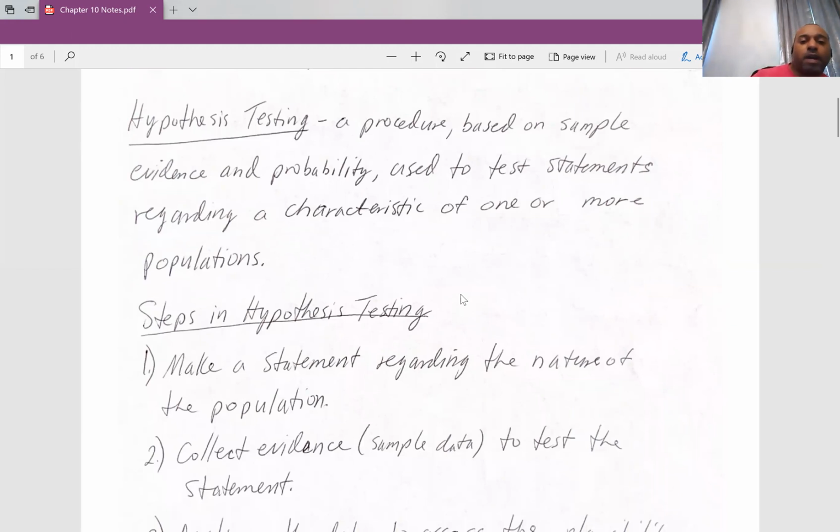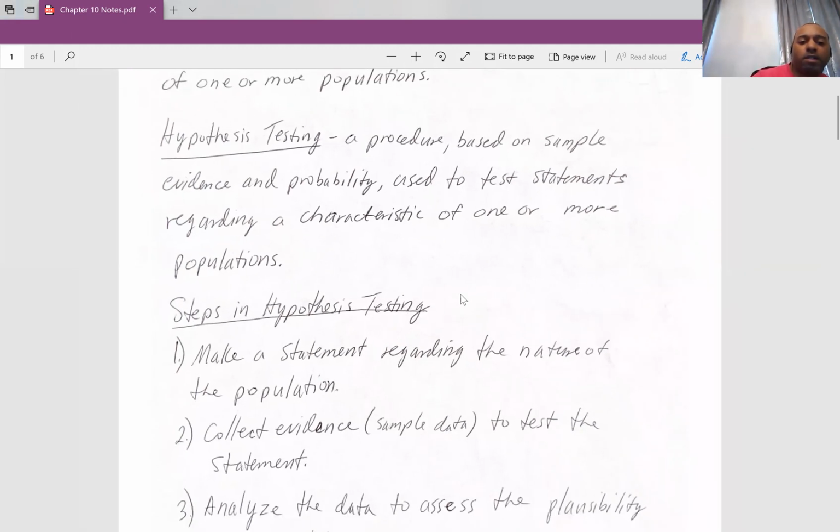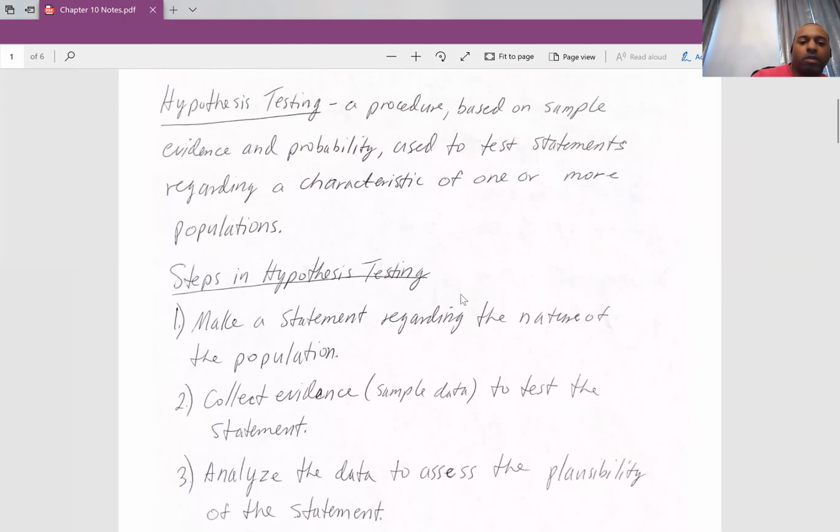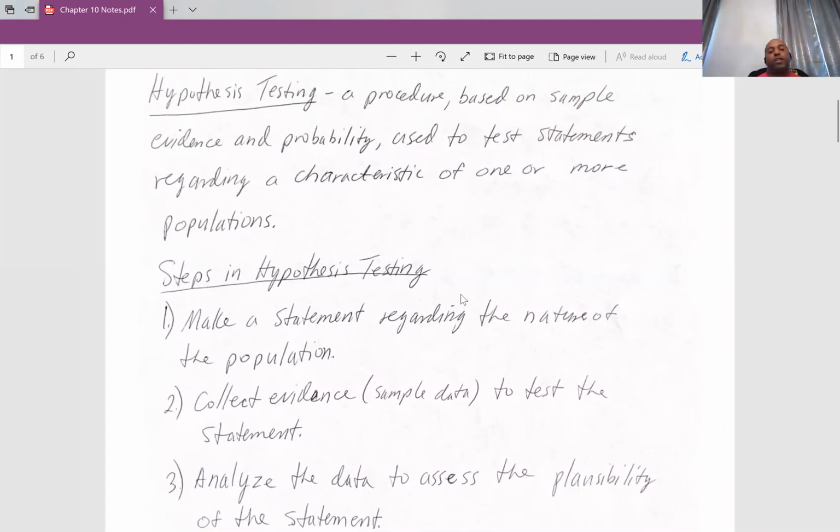So there are 3 steps in hypothesis testing. If you were doing it from scratch, you would make a statement regarding the nature of the population. Collect evidence, sample data to test the statement. So remember, your statements are going to be based on your sample data. Then you're going to analyze the data to assess the plausibility of the statement.